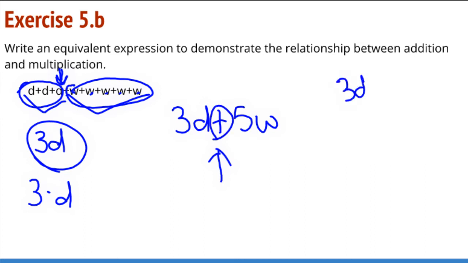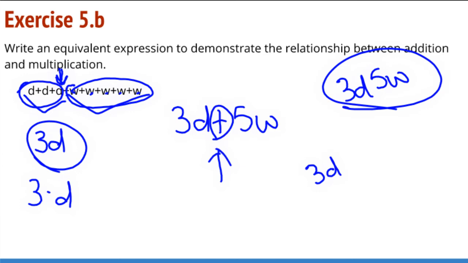So I'm not doing 3d 5w. I'm not multiplying all of this together. I'm combining the d's to get 3d, and I'm combining the 5w's to get 5w, and those two parts are added together by that addition symbol right there in the middle.